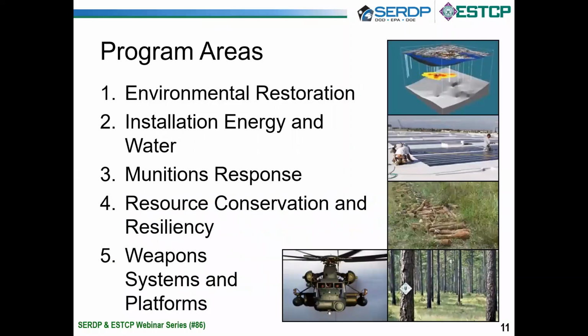SERDP and ESTCP are complementary programs, with much of SERDP research occurring in the lab and pilot scale with occasional field efforts, while ESTCP demonstrations are primarily at the pilot and field scale, although occasionally supporting lab efforts are conducted. There are four program areas in SERDP and five in ESTCP. The Installation Energy and Water program is only found in ESTCP, while the other four, Environmental Restoration, Munitions Response, Resource Conservation and Resiliency, and Weapon Systems and Platforms, are found both in SERDP and ESTCP, programs managed jointly by a designated program manager.